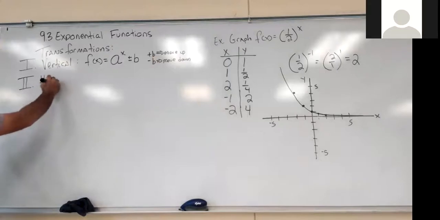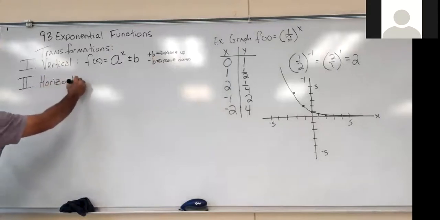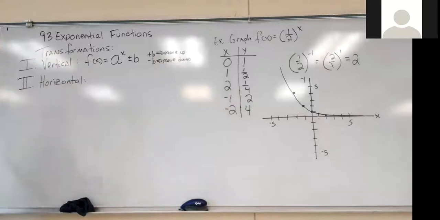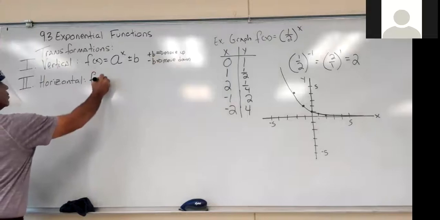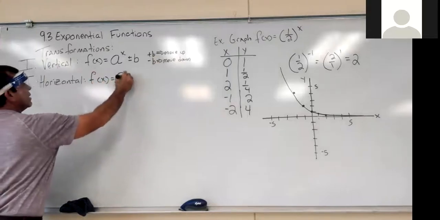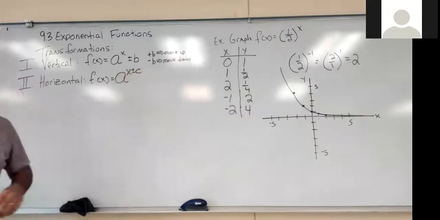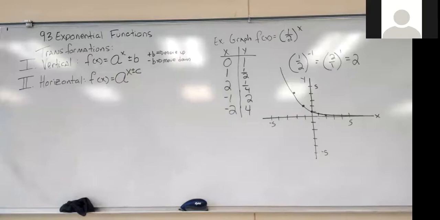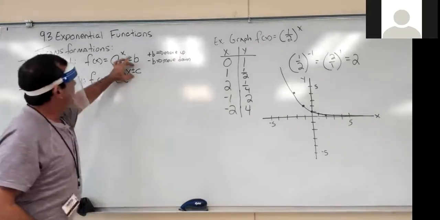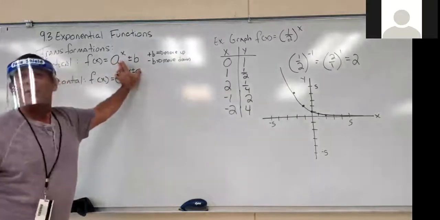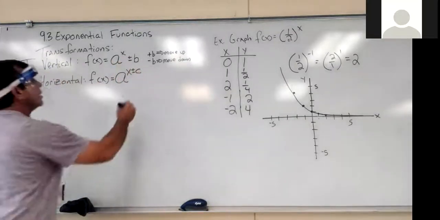Then I can do a horizontal. That's going to move me left or right. So to move horizontally in an exponential function, you'll have a to the x plus or minus c. And it's still similar to when we did the parabolas. I'm attacking that x. On the parabolas, we had the x's in parentheses being moved left or right. Well, since that's an exponent, it's like all this is in parentheses, basically.